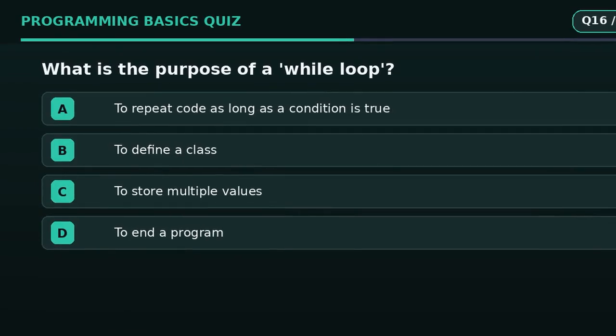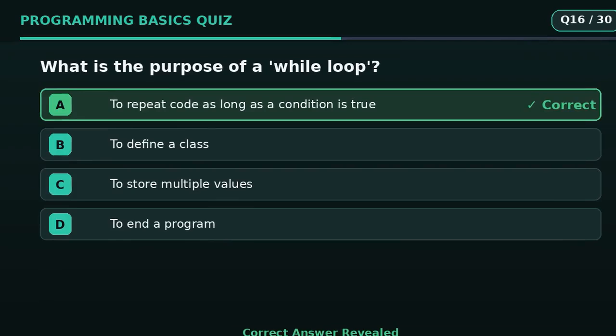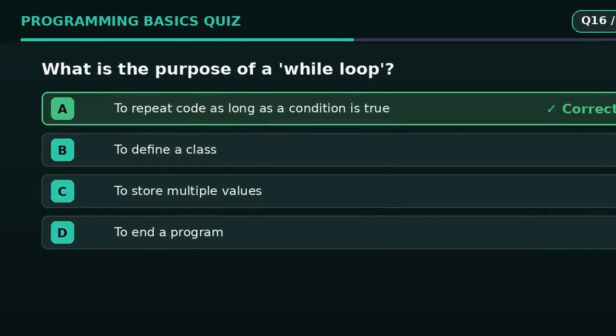Question 16. What is the purpose of a while loop? Option A. To repeat code as long as a condition is true. Option B. To define a class. Option C. To store multiple values. Option D. To end a program. The correct answer is option A. To repeat code as long as a condition is true.